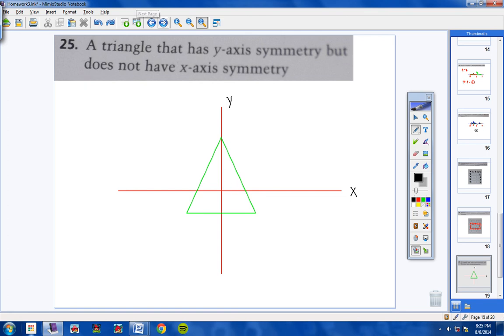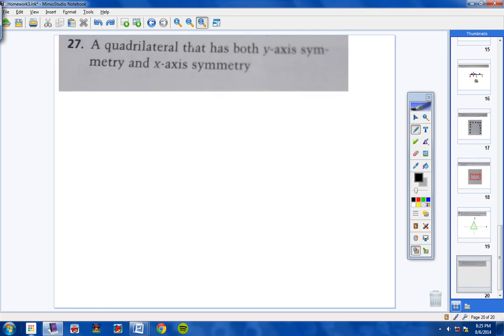Moving on to number 27. They want us to draw a quadrilateral that has both y-axis symmetry and x-axis symmetry. Now, first of all, let's draw our coordinate plane. So there's my y-axis and there's my x-axis. And then secondly, now that we've done that, let's go ahead and ask ourselves, what is a quadrilateral? Because they want us to draw one. Well, a quadrilateral is any four-sided polygon, okay? A four-sided polygon. So they want us to draw a four-sided polygon that has both y-axis symmetry and x-axis symmetry.